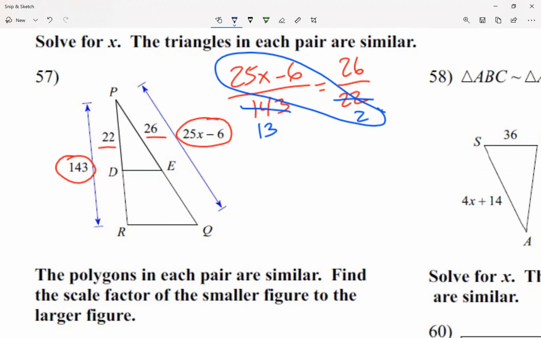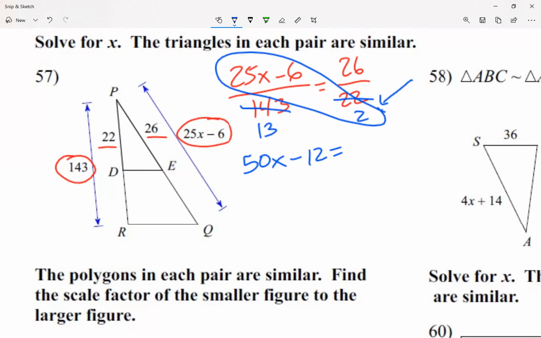When I go this way, the number that is by itself, in this case this 2, I'm going to go 2 times 25x and also 2 times 6. So that's going to give me 50x minus 12 equals, now on the other side, 26 times 13, let me go this way, 26 times 13 is equal to 338.